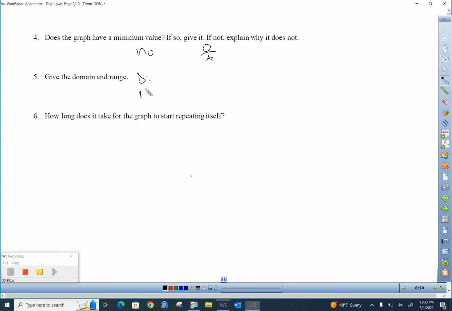Okay. You may have struggled when thinking about domain, knowing that there's points that are undefined. We're actually going to come back to that. For right now, the range, if there is no minimum or no maximum, our range is all real numbers.